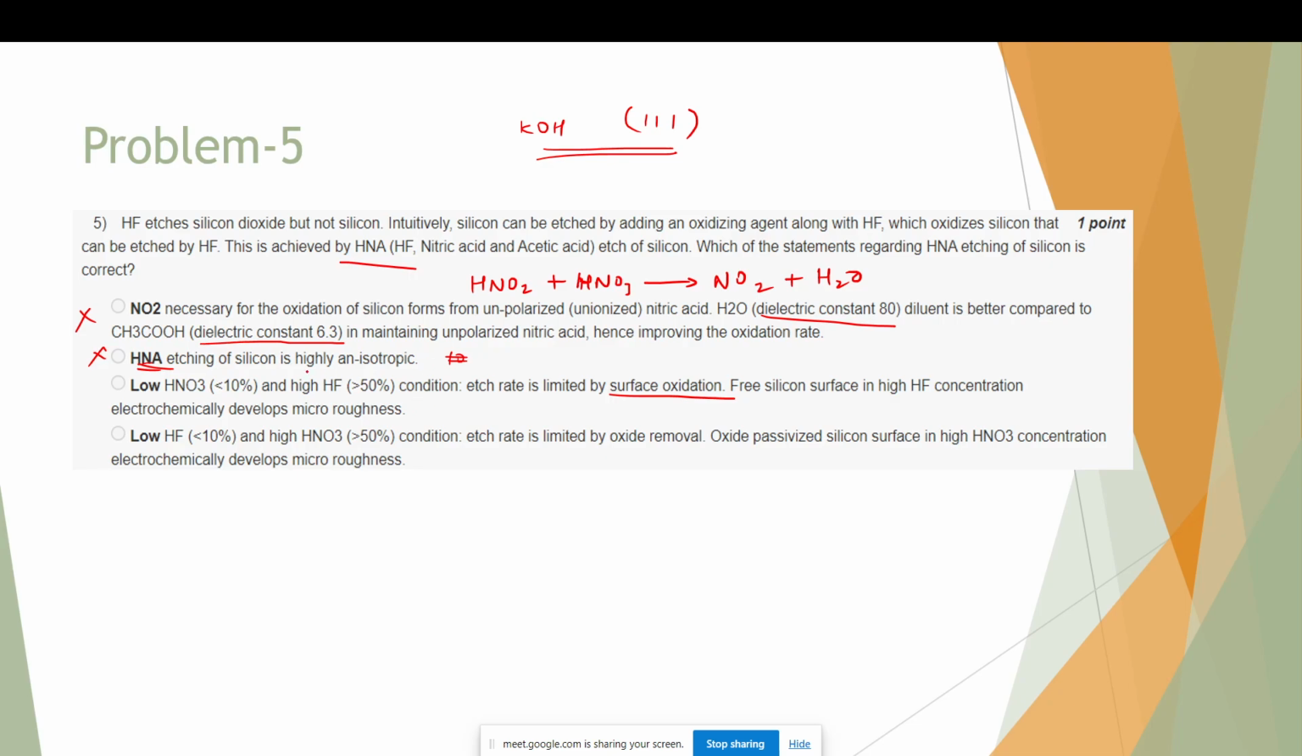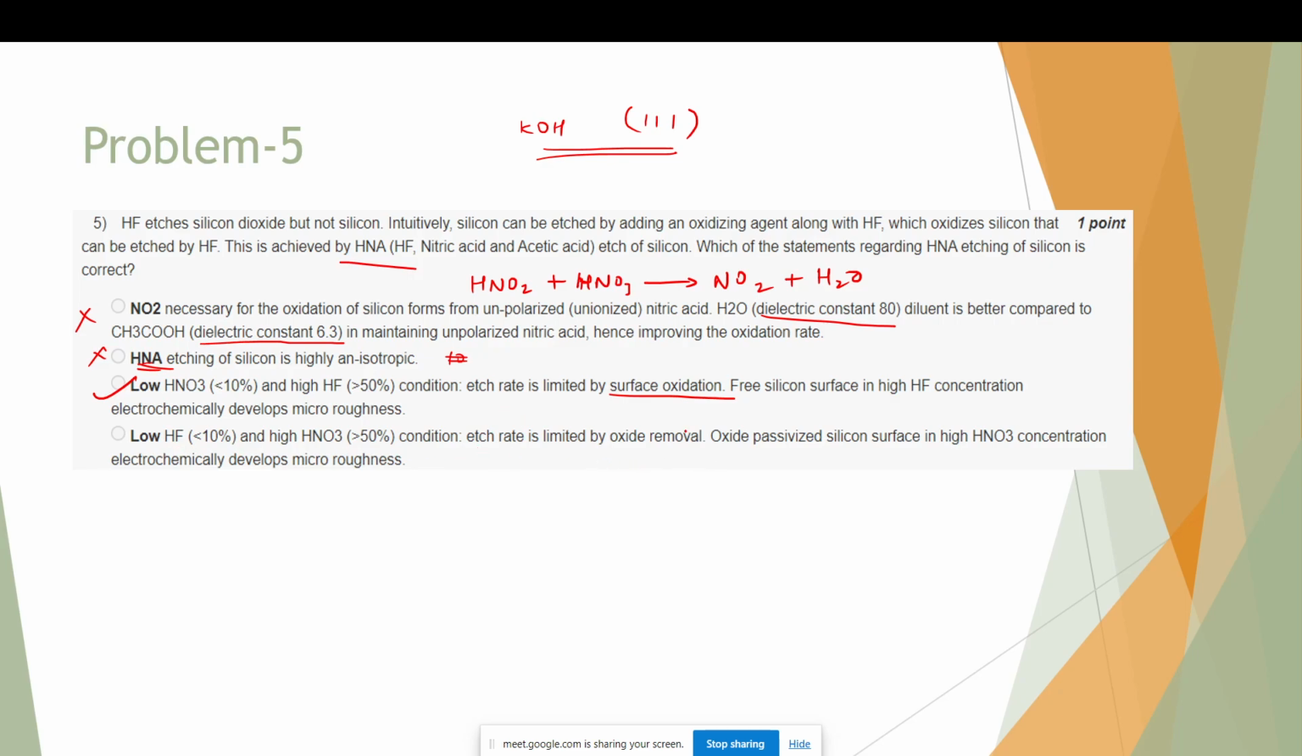Even though we say that HF does not etch silicon, it does create some roughness on the silicon surface, because of the different etching for different phases of silicon. Different orientations of the crystal see different etch rates, so there will be some roughness on the surface. If silicon is exposed directly to HF, which happens when HNO3 is low in concentration, that will cause surface roughness. This is true.